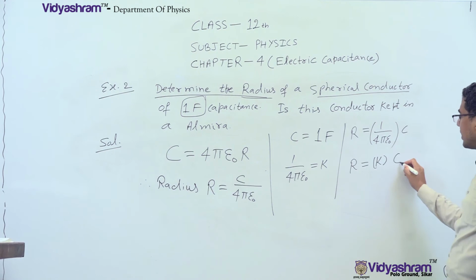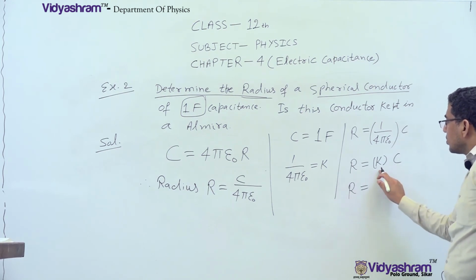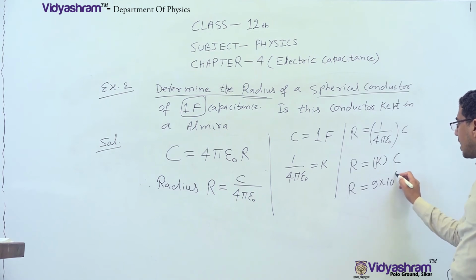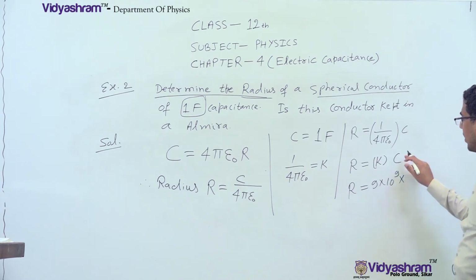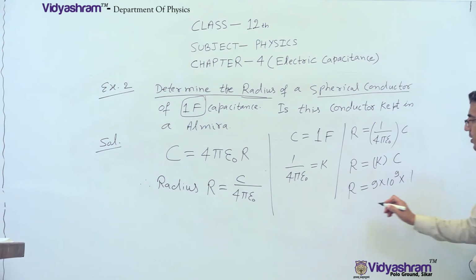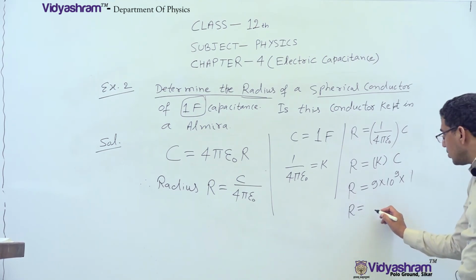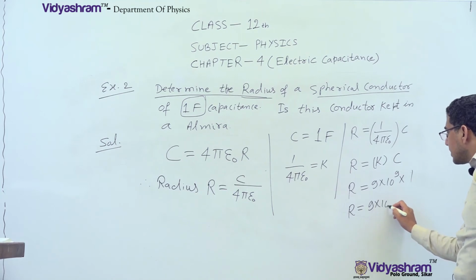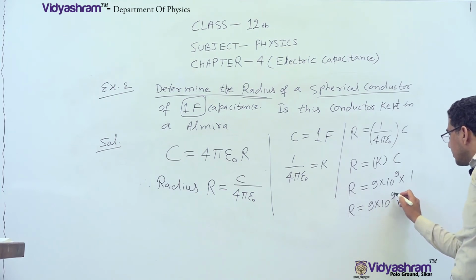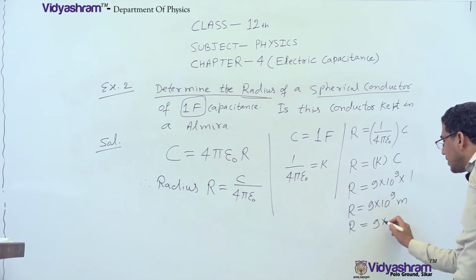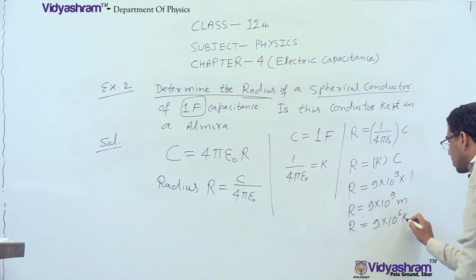Okay students. So what is the value of K? 9 into 10 power 9, into the value of C, which is 1. So therefore R is equal to 9 into 10 power 9 meter, and R is equal to 9 into 10 power 6 kilometer.